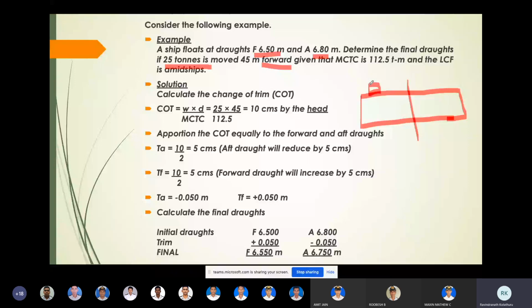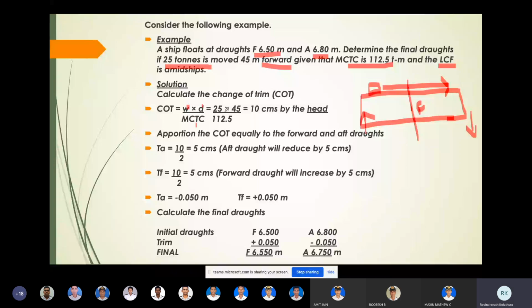So I know that when it is being moved forward, my forward draft will increase and my aft draft will decrease because the weight is being shifted forward. MCTC value is given to me and LCF is midship. So if this is my midship, my F value is here only at the midship. First, as always, we will calculate the change of trim, which is W into D by MCTC, 25 into 45 by 112, which will give me 10 centimeters by head.